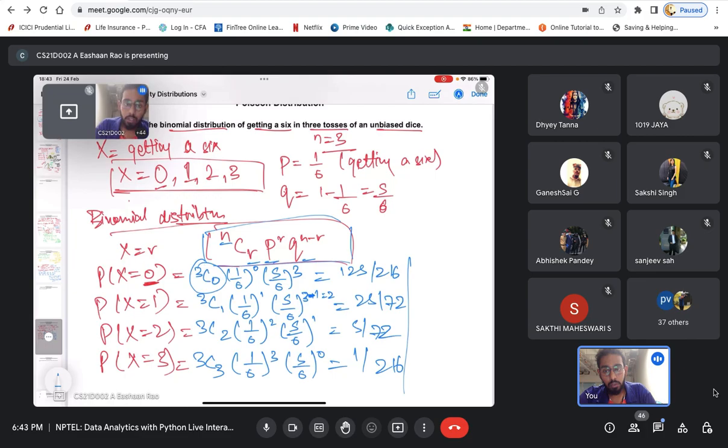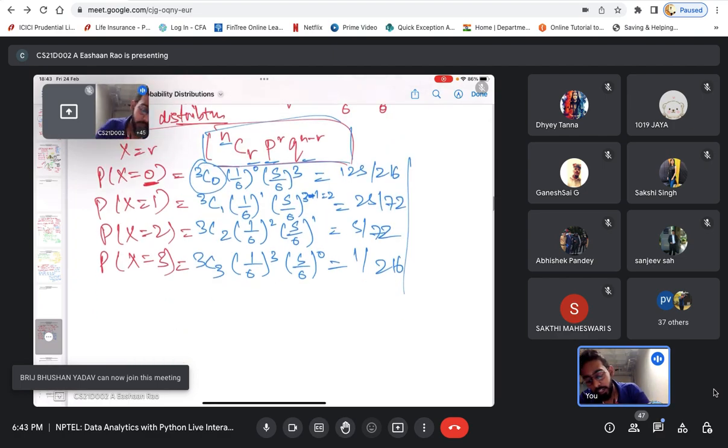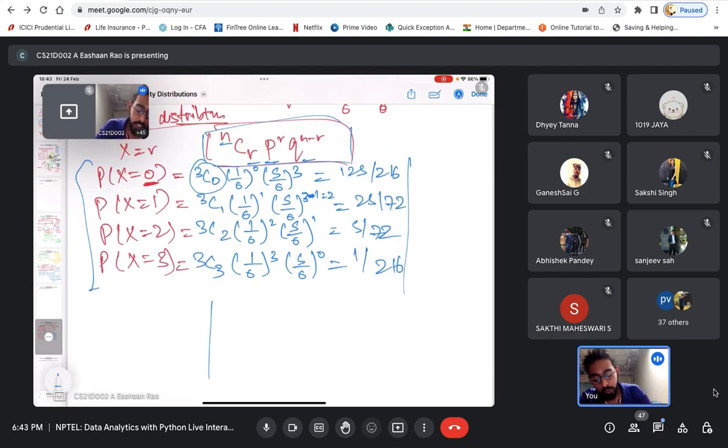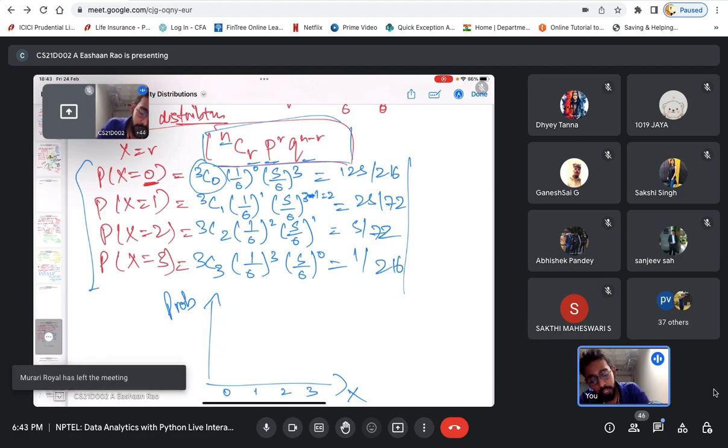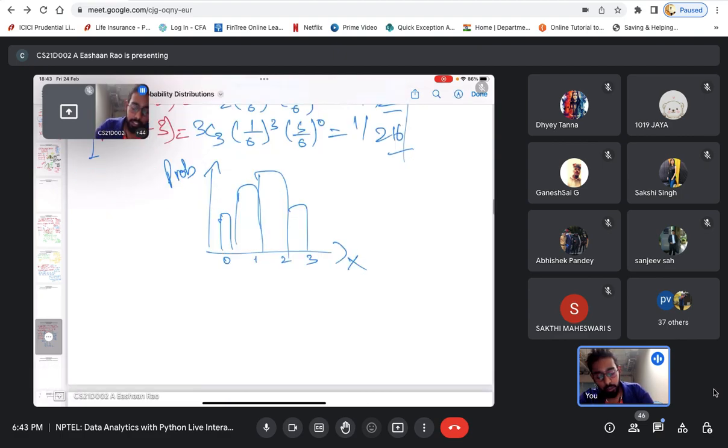So if you want to know the binomial distribution of getting a 6, you just need to find the value of these 4 values, and then if you want, you can plot them also. You can plot them with x as 1, 2, 3, the value of x, and here the probability. Maybe we have to change everything to a 216 format, and then we can make a distribution, which is supposed to look like this. Okay, now let's go to another question.